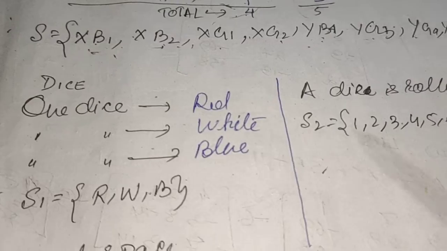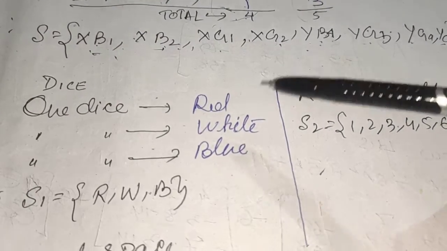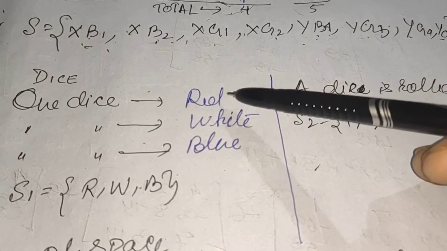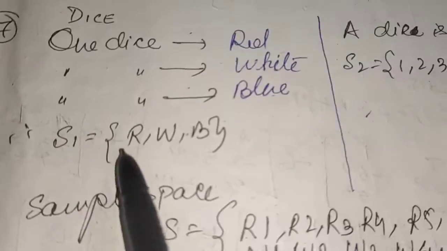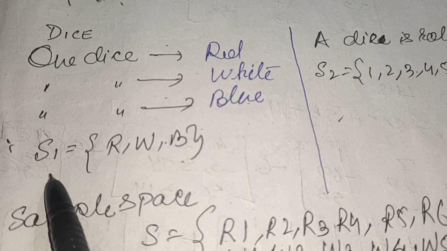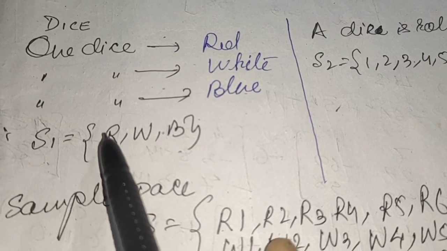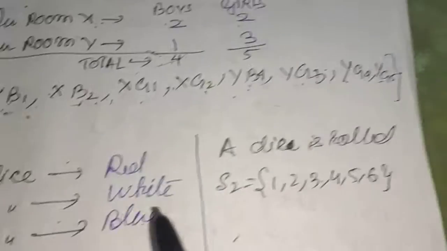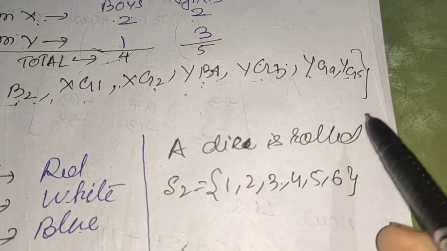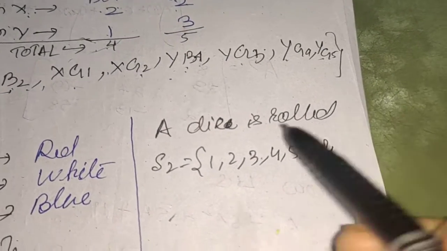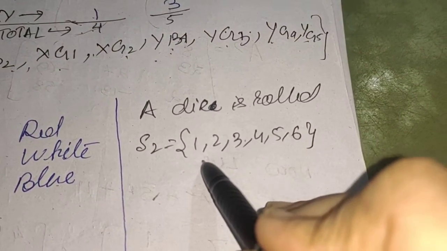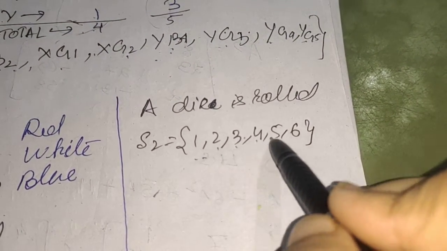It is said that there are 3 dice in a bag. The dice are one red, one white and one blue. So in a bag there are 3 dice, so sample space S1 will be R, W and B. Then it is said that a dice is taken out and rolled. We don't know which dice is rolled. And when a dice is rolled, there must be 6 faces, 1, 2, 3, 4, 5, 6.